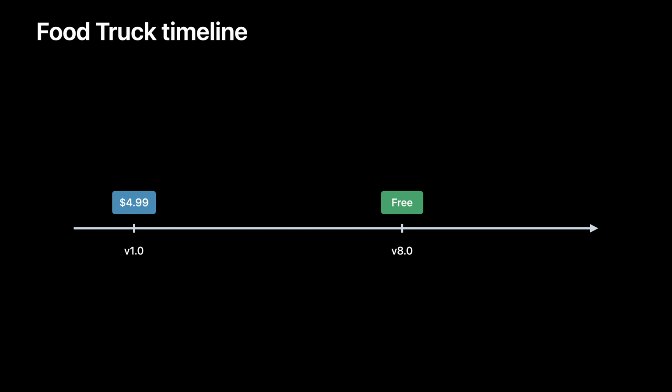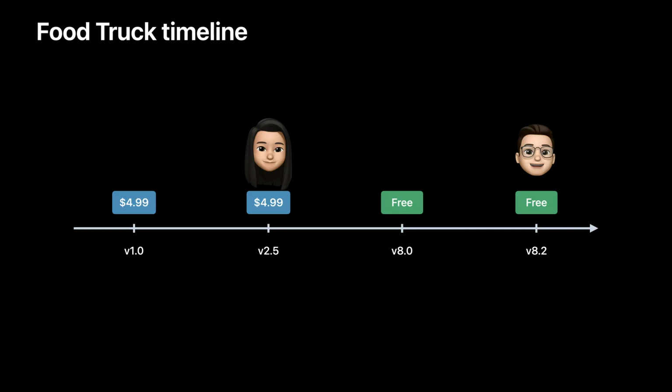Now, let's take a look at two different types of customers who might be affected by this. Alice found out about my Food Truck app in version 2.5, and she decided she wants to share her passion for donuts in the digital world. So she purchased my app for $4.99 and began her donut delivery journey. A second customer, Bob, finds out about my Food Truck app through a friend and downloads it for free in the App Store in version 8.2.